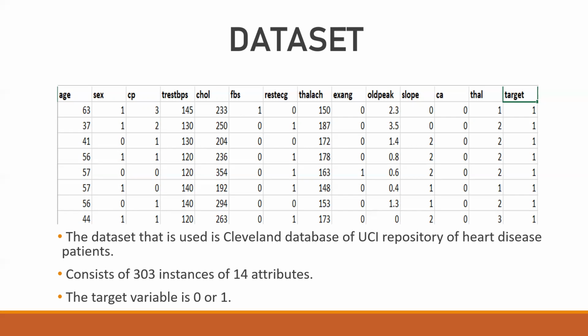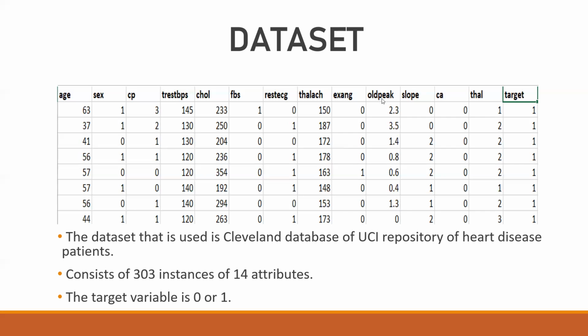Next is resting ECG, which consists of 2 different values, 0 and 1, where 1 represents abnormality in the curve and 0 represents the normal curve. And the next attribute is the maximum heart rate that is achieved. And the next is exercise-induced angina, which consists of 2 different values, 0 and 1, where 1 represents that angina is caused by exercising.